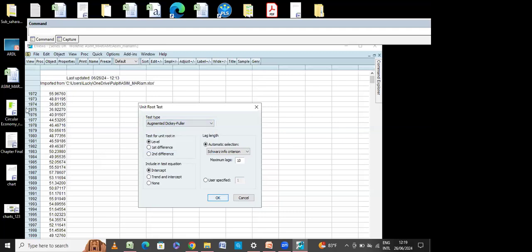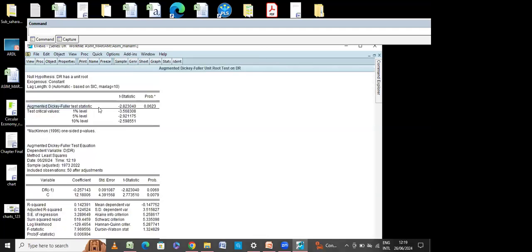Now it is showing me these values. Here I can see the probability value, which is 0.06, which is less than 10%. So now it all depends on us: either we select our probability value at 5%, 10%, or even at 0%.